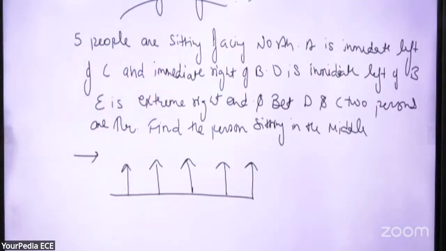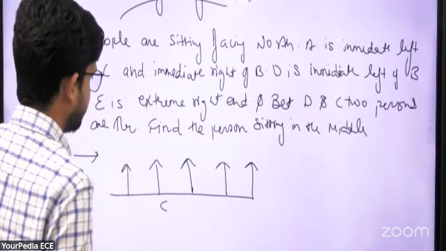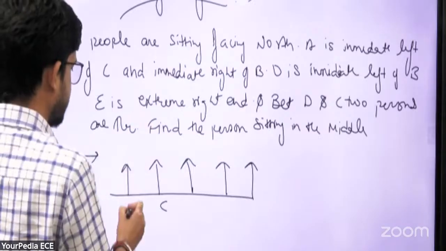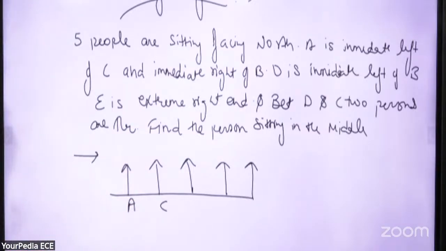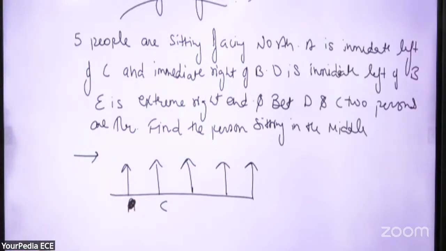Now A is immediate left of C. Let's see, we take C here. A is immediate left of C. So C's face is here, so we can take A here. And A is immediate right of B. But we can't take A here now because A is immediate right of B.